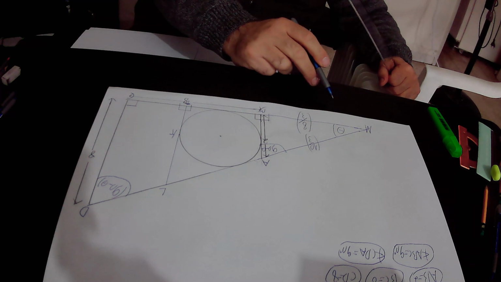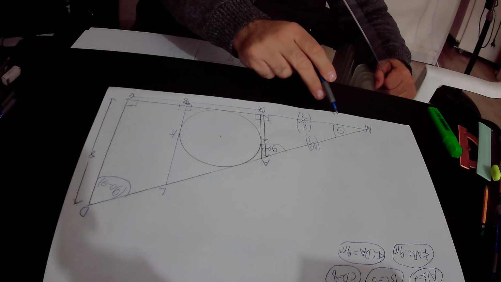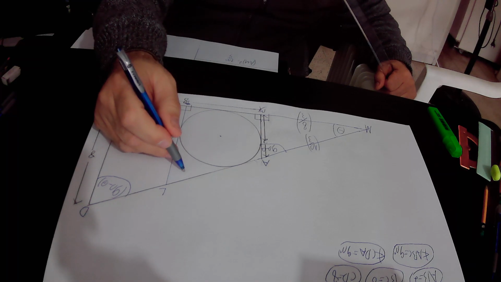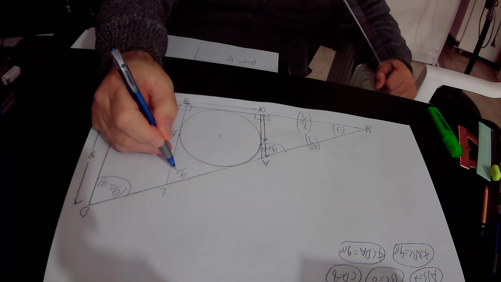In this right triangle, triangle MTL, this angle equals theta, this angle equals 90 degrees, therefore the missing angle must be equal to 90 degrees minus theta.